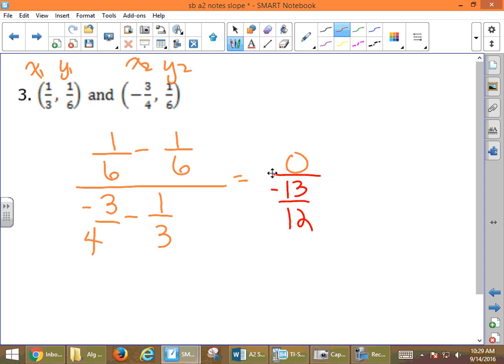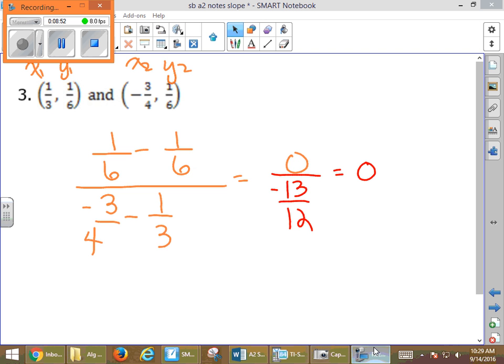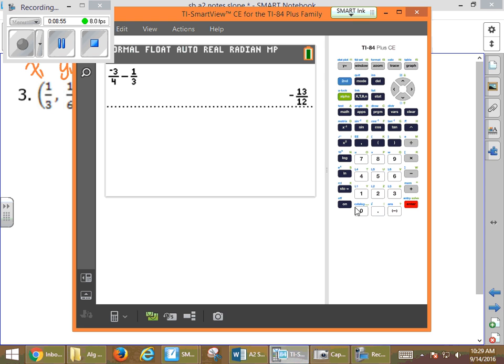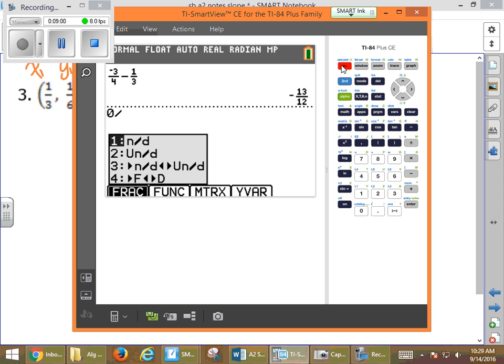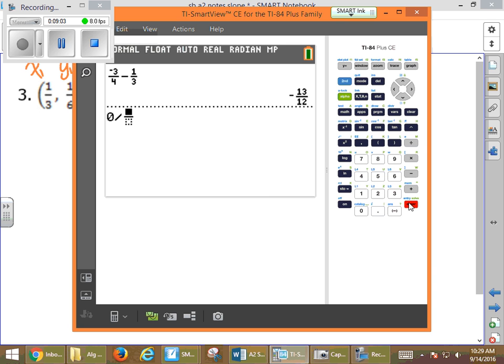0 divided by negative 13/12. And I got a 0 here. If you don't know, use your calculator. Whoops, wrong button there, but 0 divided by negative 13/12. Doesn't like the 3 right now. And we do get 0. Just like we were told.